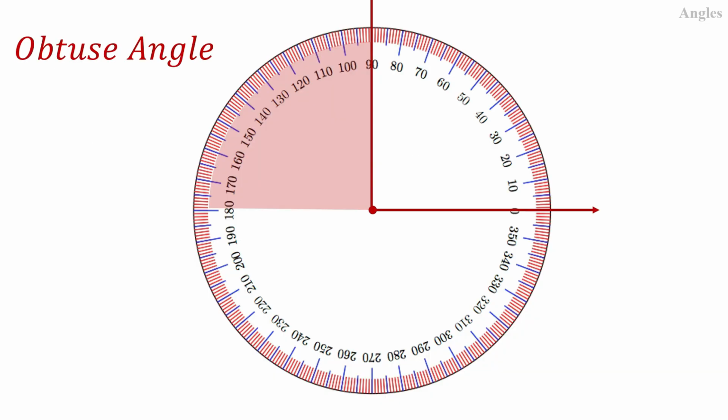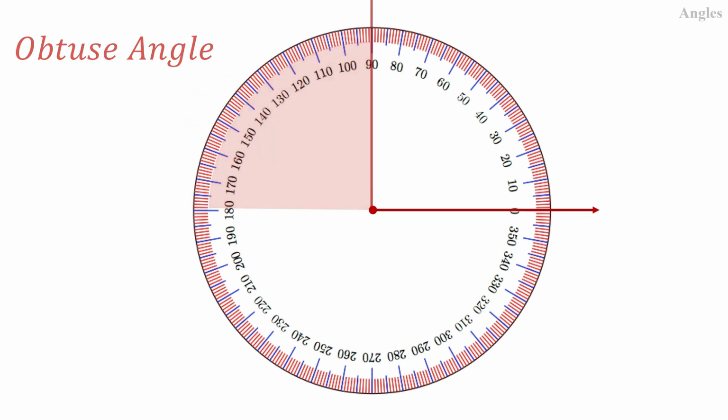For obtuse angles, I drew you that little red part there. You see that it goes from 90 all the way up to, and not exactly 180, but it has to be less than 180. So I went up to about 179. Anything in here will be considered an obtuse angle.